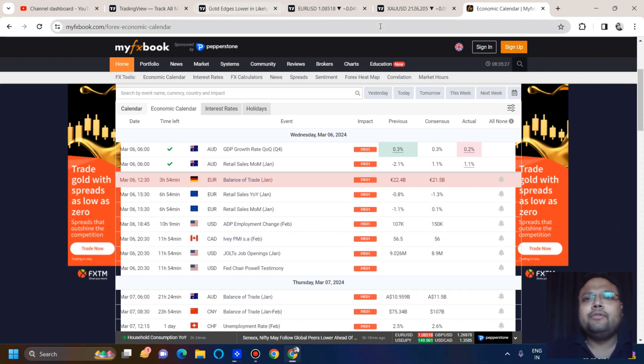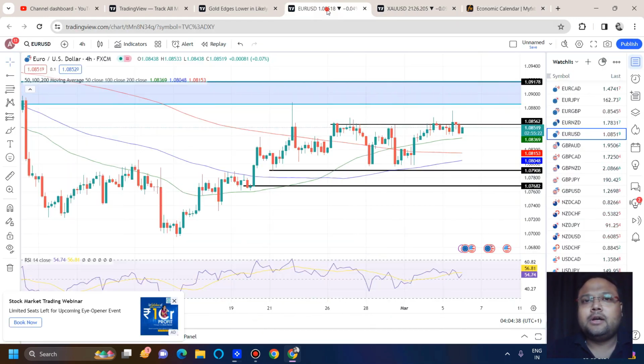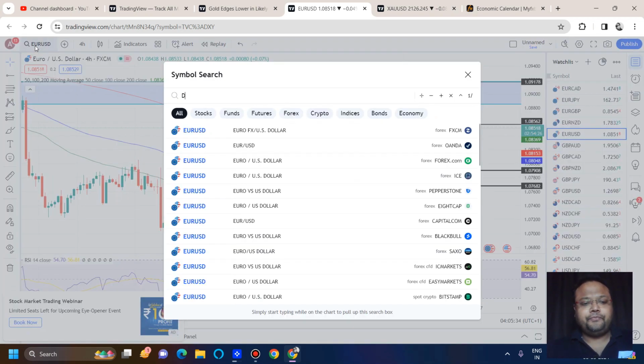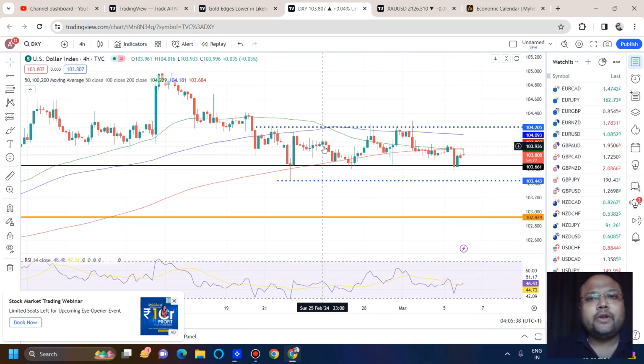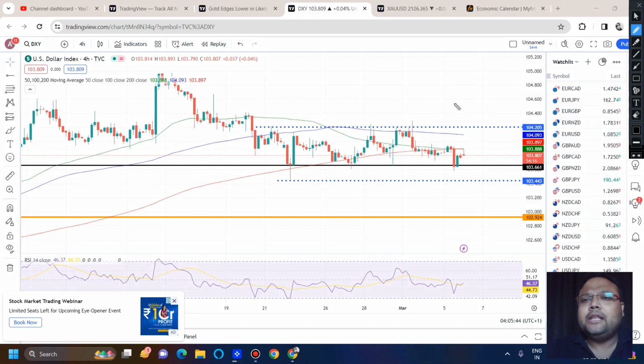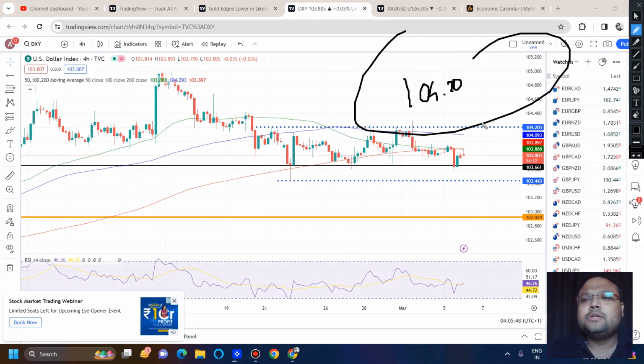If you look at the chart of the dollar index, we can see a similar story. The dollar index is also trading inside a range. We have been discussing this for a long time: to continue the upside, DXY will have to break 104.20 and move higher. DXY has tried many times, but it has failed to do so.